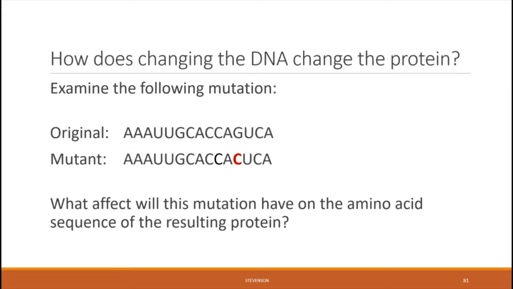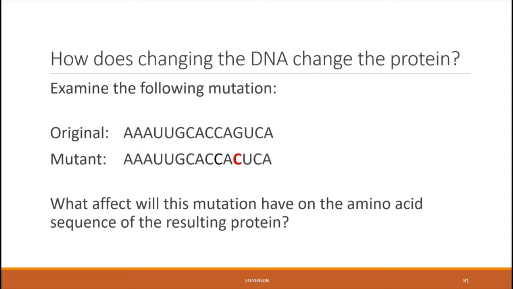and we are going to be asking the question of how does changing the DNA sequence change the protein that is made from that DNA sequence? We are going to look at a few mutations, and we're going to check out what effect they have on the protein.